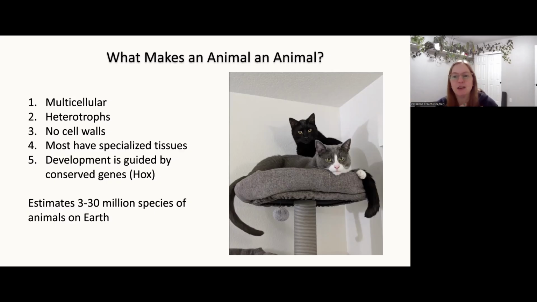And animals also have a development of a body plan, which is guided by conserved genes, specifically the Hox gene, which we're about to talk about. Conserved means that they've been reused over evolutionary time. So it's something that was developed earlier and is kept. We estimate that there are 3 to 30 million different species of animals on Earth, which is a really big range, but we're discovering new animals constantly, so we don't know for sure how many there are.